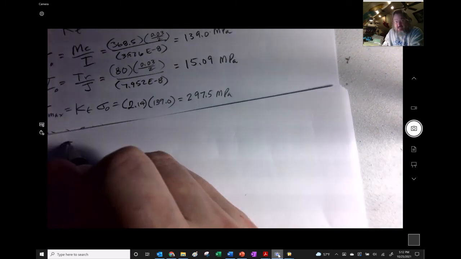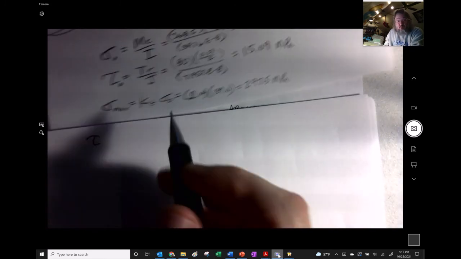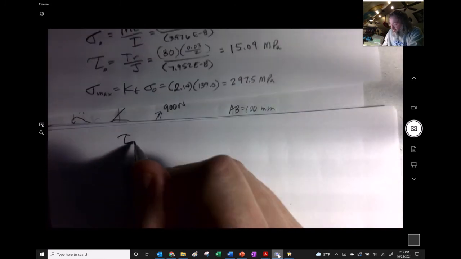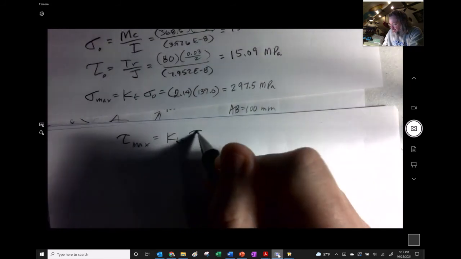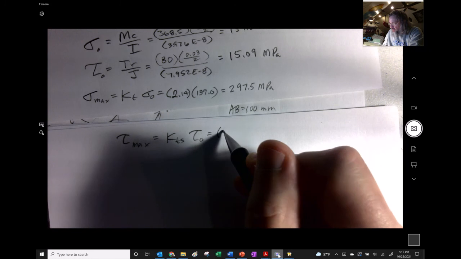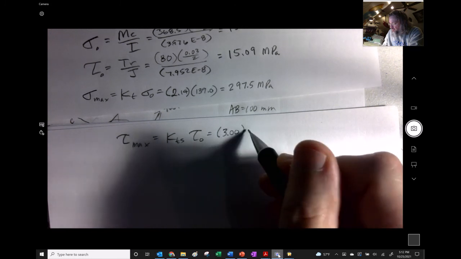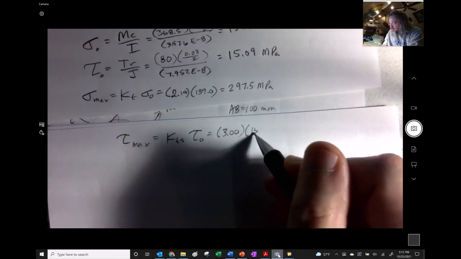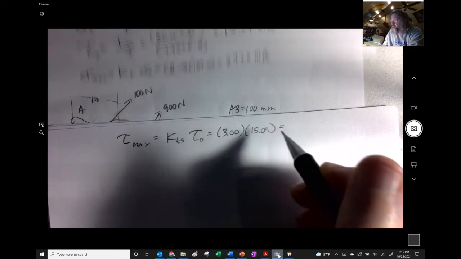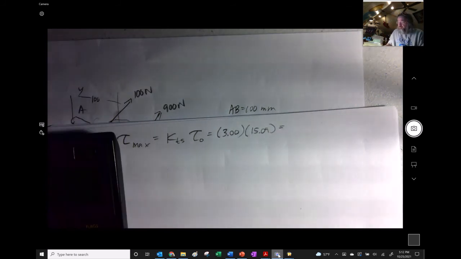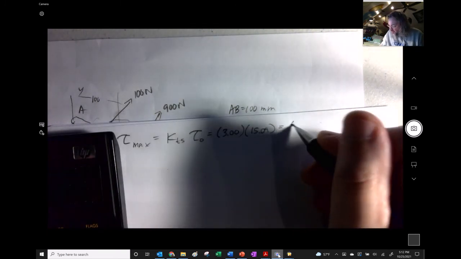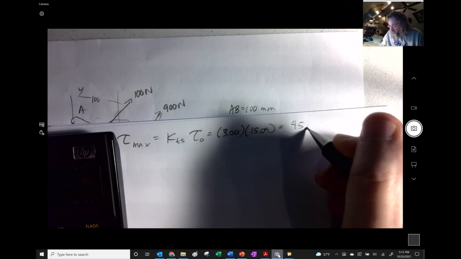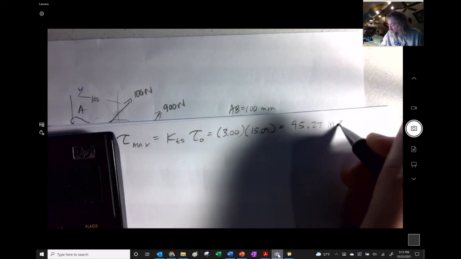And so we go tau max, K_ts, tau naught, or 3 times our 15.09. And 15.09 times 3, we end up with 45.27 megapascals. All right.